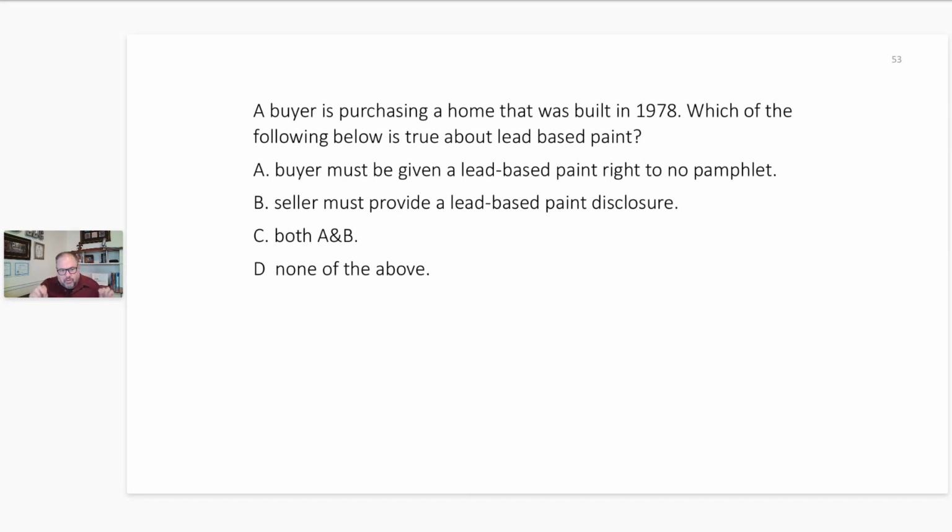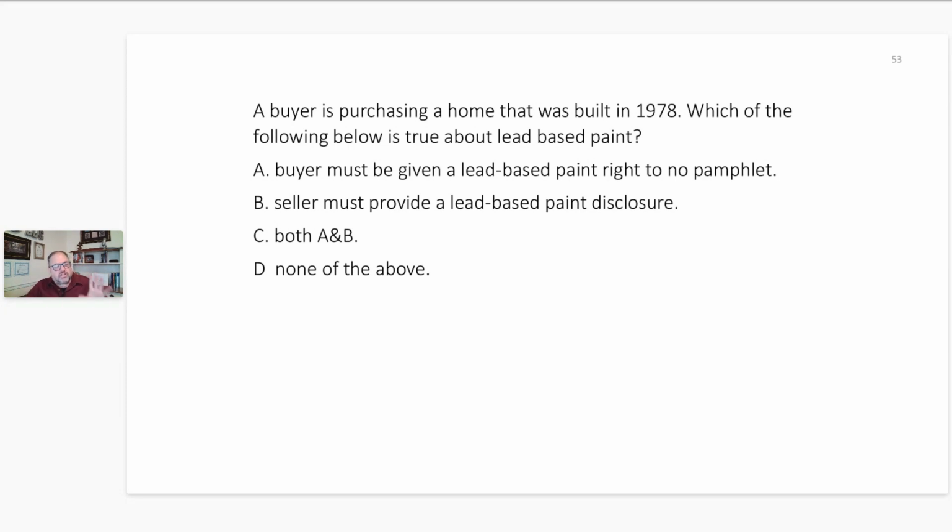When you read these test questions, you read, a buyer purchased a home that was built in 1978. 1978, you throw your hands up, you're going, oh, that's lead-based paint. I know all about it. I can teach this. Absolutely, the buyer needs to give a lead-based paint right to know pamphlet. Absolutely, the seller has to provide a lead-based paint disclosure, both A and B. Let's go to the next question. And we didn't even realize the word in. Not before, but in. I can't tell you how critical this is when you're reading these questions.